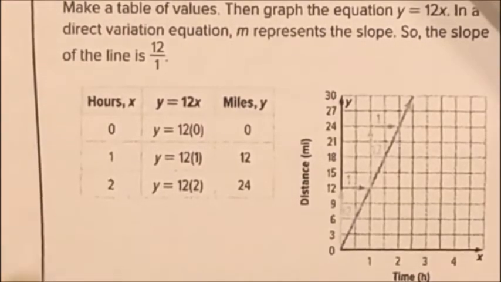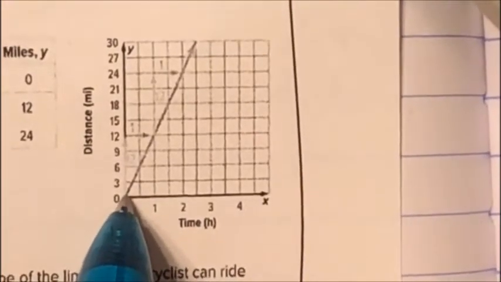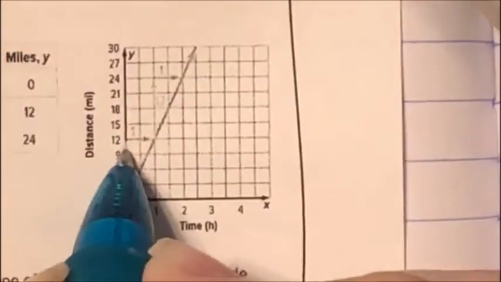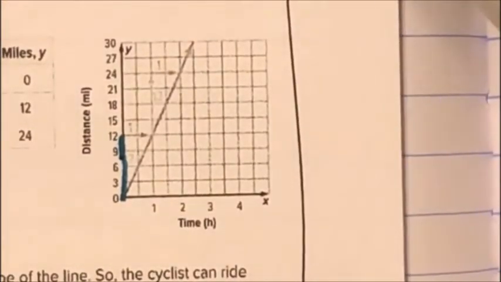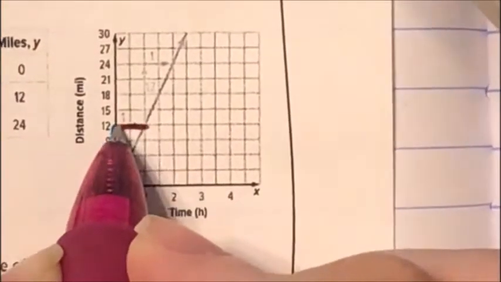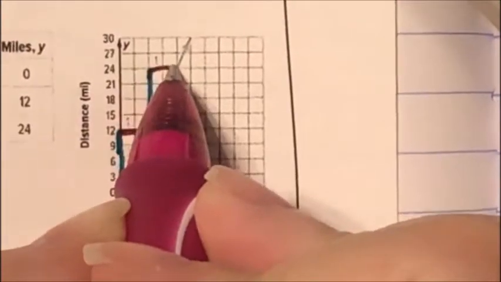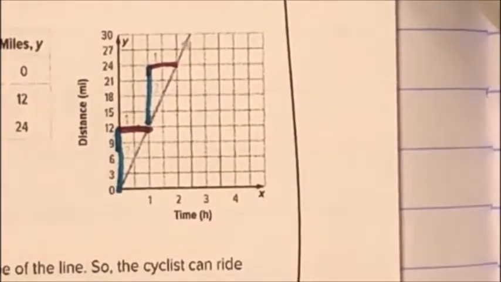So you can see when I graph my equation, remember rise over run for slope. This tells me I rise from 0 up to 12, and then I go over 1. I rise 12, I go over 1. Each time I'm going up 12 and over 1. That's what my slope told me to do.